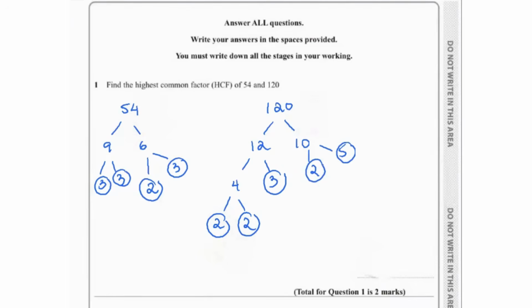So to figure out what our highest common factor will be, we will select the common factors. So we have a 2 in common, we have a 3 in common, and that's it. So that means your highest common factor is 3 times 2, which is 6. That's your answer.